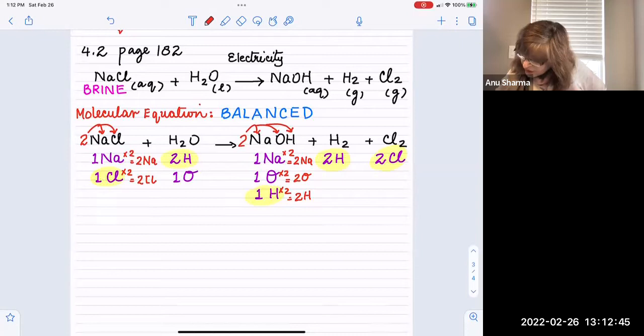But let's see now, hydrogens are 2 on this side, and there are 2 hydrogens here, but now we have 2 hydrogens here.